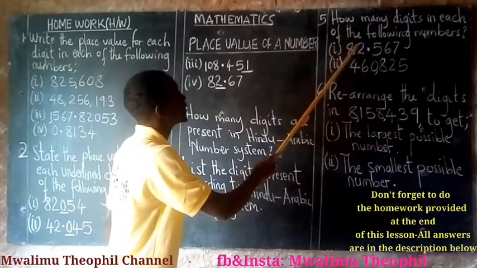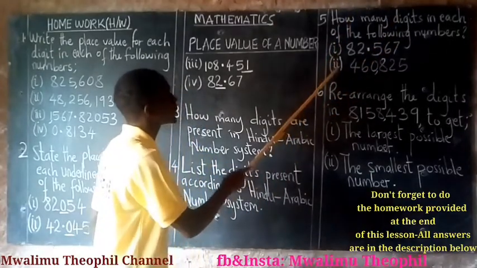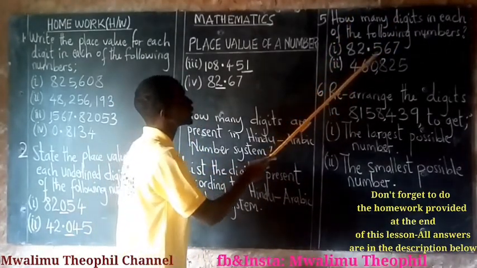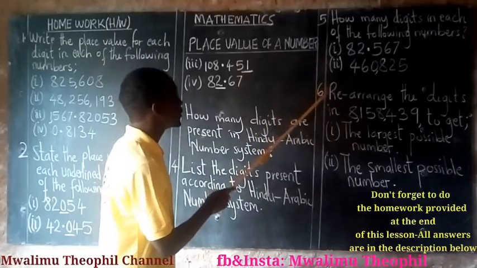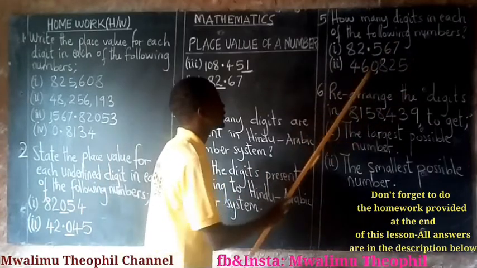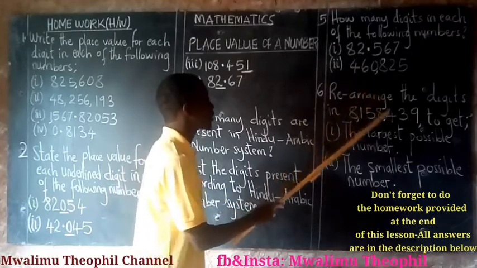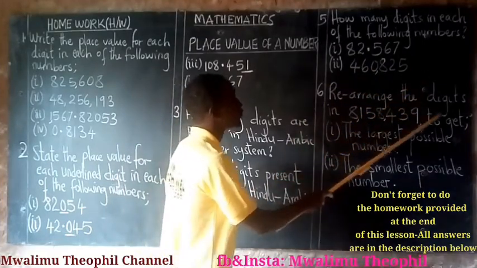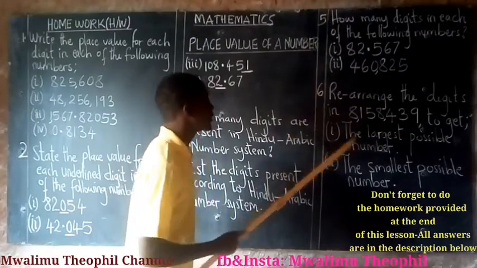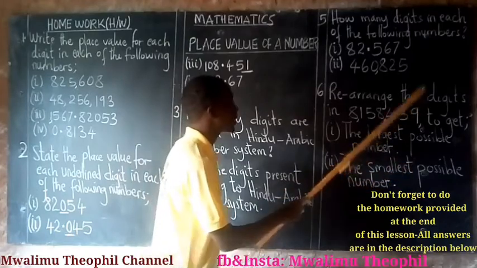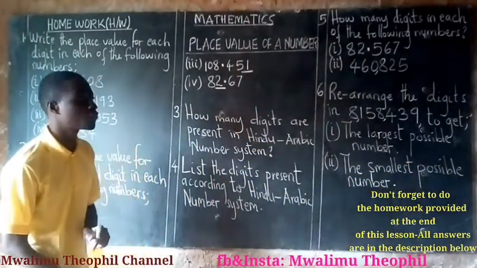The first number is 82.567. Our second number is 460,825. The last question is to rearrange the digits in 8,158,439 to get 1, the largest possible number, 2, the smallest possible number. So this is the homework I have provided to you.